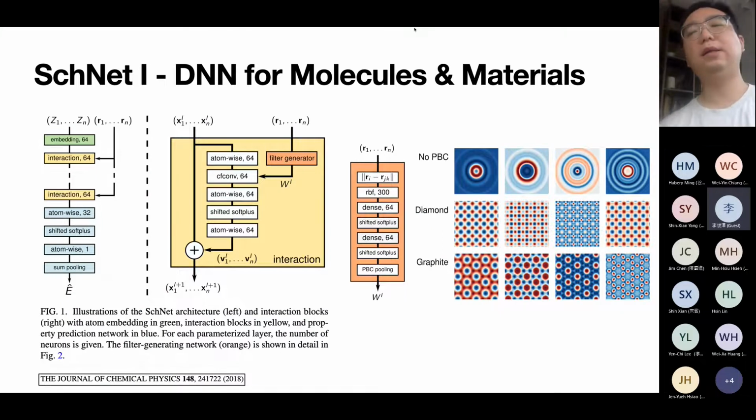Okay, now the third neural network structure that I'd like to introduce is called SchNet. It's named after the author. Here, it was initially proposed for molecules and some simple materials. They are a chemistry group, and they focus on this neural network for molecules.